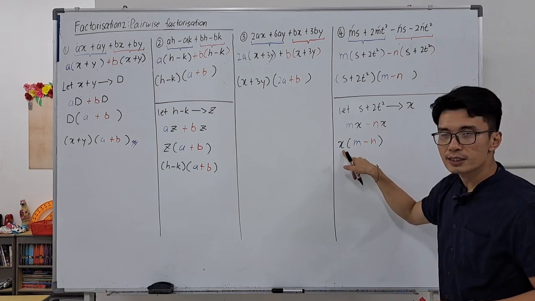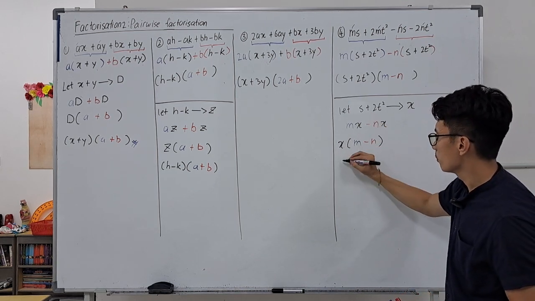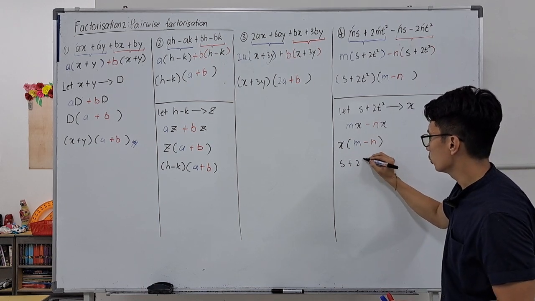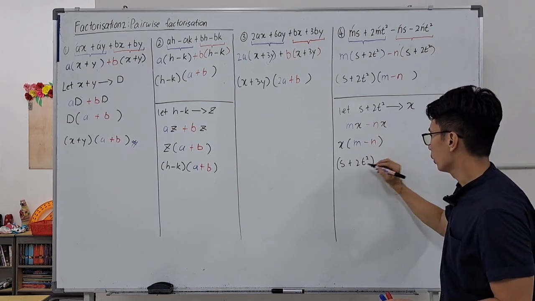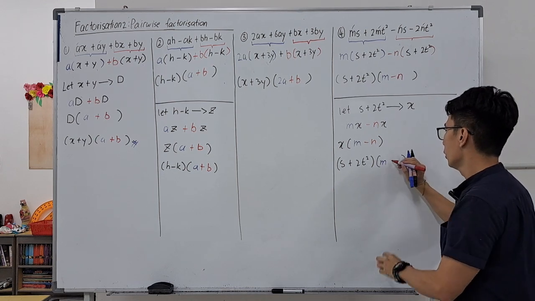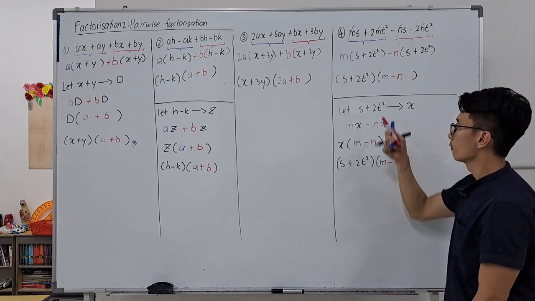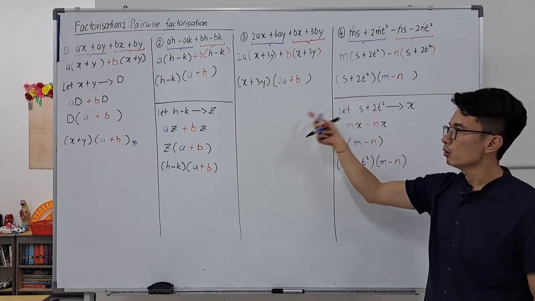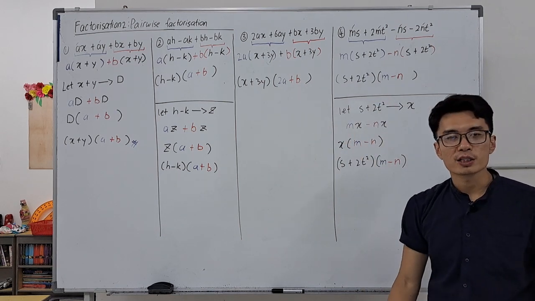So let's open up this x again. What's this x? That's going to be s plus 2t squared. And what am I left with in the bracket over here? That's going to be m minus n. Same answer. So this is pairwise factorization.